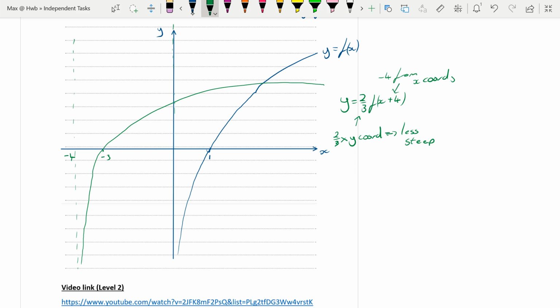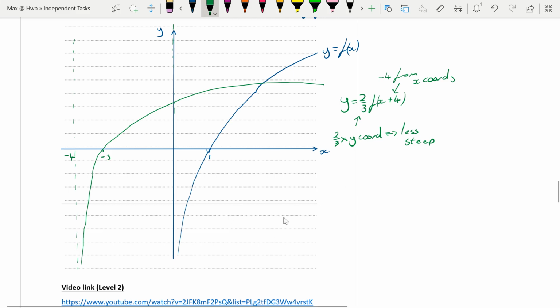Now that is me showing what happens as I get to it. If I drew it and it went above my y equals f of x up here, I'd be incorrect. I'd be losing marks. I'm not taking into account the fact that my line is less steep than the previous one.